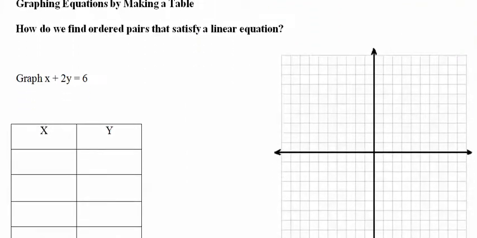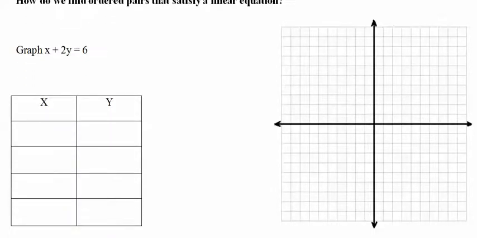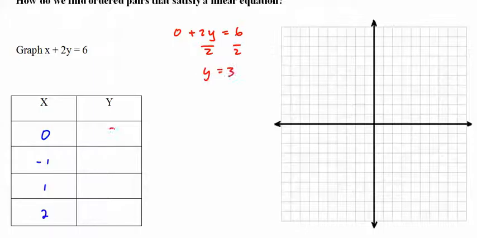We can graph by making a table. We've done this. So we don't need a zillion points. Let's just go with, like I said, 0's handy, negative 1 and 1, and I'll be a good sport and give you 2 also. We can get y alone, or we can just plug it in and solve it. So for 0, we get 0 plus 2y equals 6. Y equals 3. 0, 3. I'm going to do 1 next.